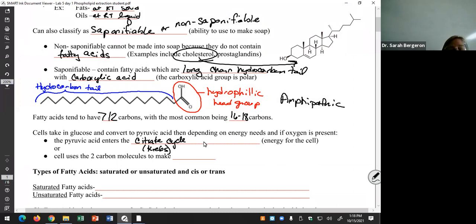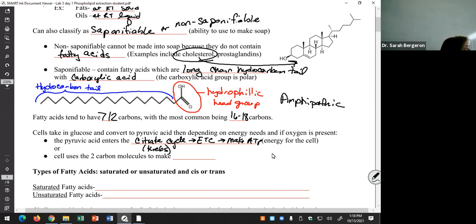So anyway, it enters the citrate cycle. Then we're going to go to the electron transport chain, and then we're going to make ATP. And ATP is our energy for the cell, right? But what happens if your energy needs are already met? Like you have lots of energy inside of the cell. What are you going to do with that glucose, with that pyruvic acid that you got from the glucose?